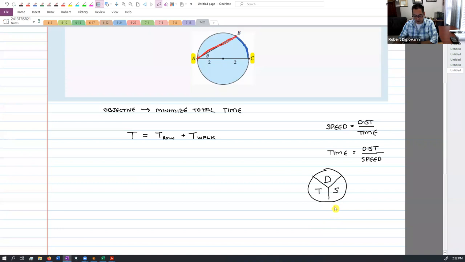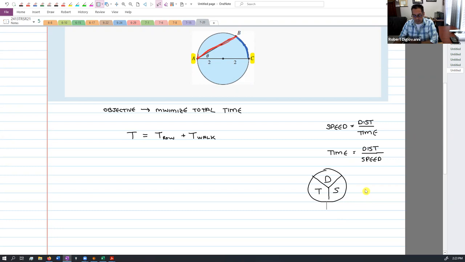Yeah. D, T and S. So if you wanted to know what distance was, you put your thumb over distance and it's time times speed. So distance is time times speed. If you want to know time, cover up time and it's distance divided by speed. If you want to know speed, you cover up speed and it's distance divided by time. It's just a little cute thing to remember the relationships between distance, speed, and time.